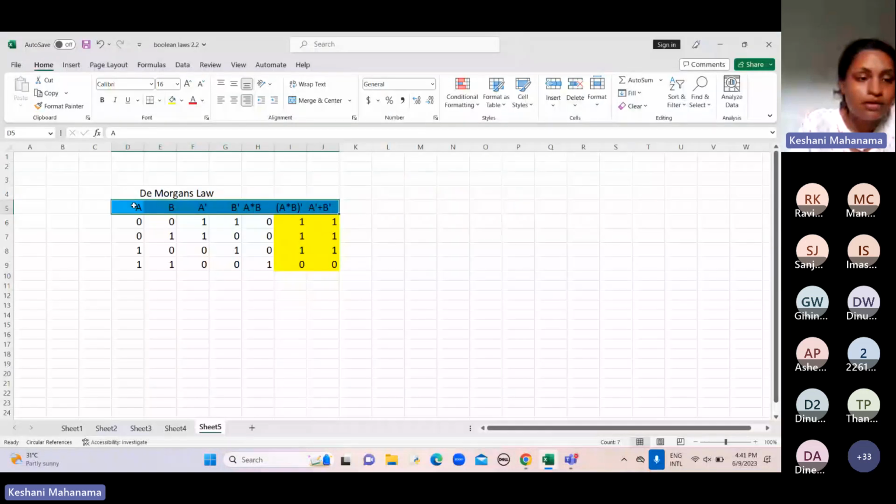We have to take the values for A and the values for B. Then we have to take the values for A's complement, which means the complement of A. If it is 0, then the complement is 1. If it is 1, then the complement is 0. Likewise, we have to take two separate cells for A's complement and B's complement.